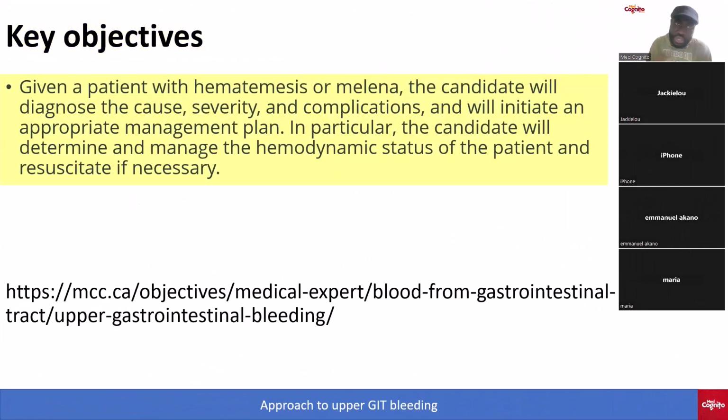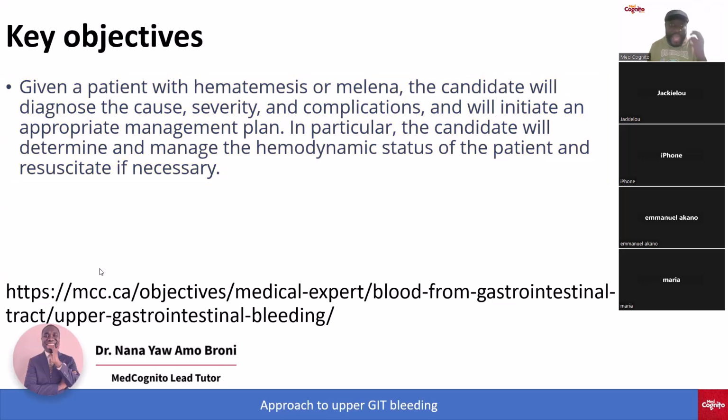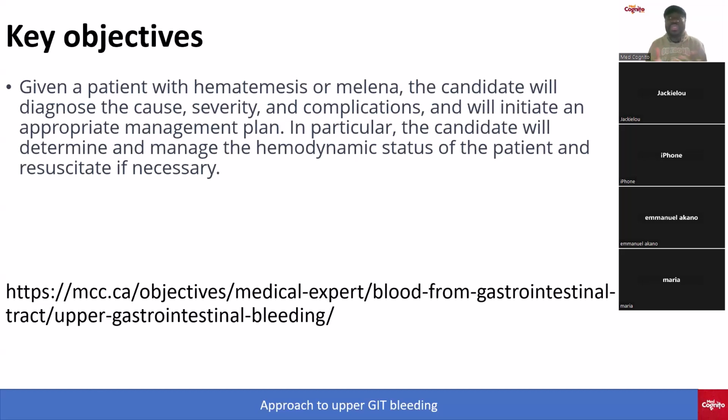The key objectives. Given a patient with hematemesis or melena, the candidate will diagnose the cause, the severity, and complication, and will initiate an appropriate management plan. In particular, look at this. The candidate will determine and manage the hemodynamic status of the patient and resuscitate if necessary. While you are learning this, please make sure that you are paying attention to the hemodynamic status of the patient. How I describe the hemodynamic status. Is the patient in shock? Is the patient not in shock? Those are the things you want to pay attention to.